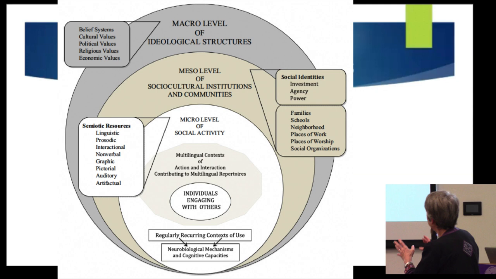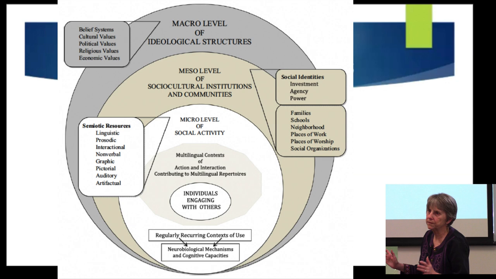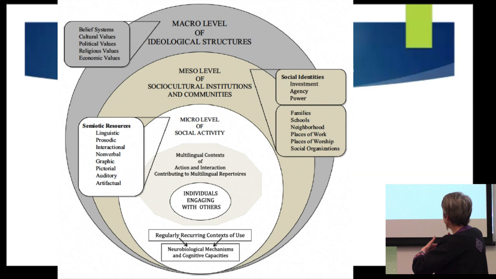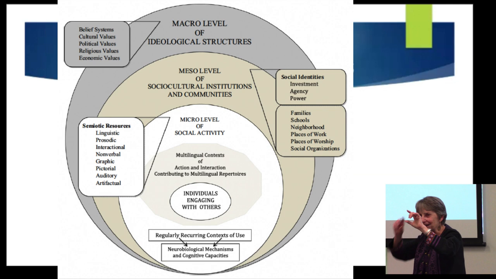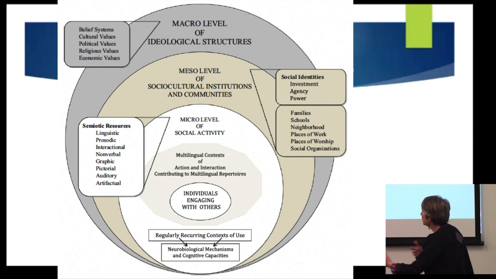And then at the micro level, now you're down to looking at individuals engaging with other individuals, right? Maybe they're from the same communities or different. And then now we're going to look at what do these individuals have as resources to make meaning, semiotic resources. So linguistic is just one, right? So now the linguistic, which used to be the center, right, is one of many semiotic resources. Then prosodic, so stress and intonation, interactional skills, nonverbal skills, gesture, graphic, visuals, pictorial.